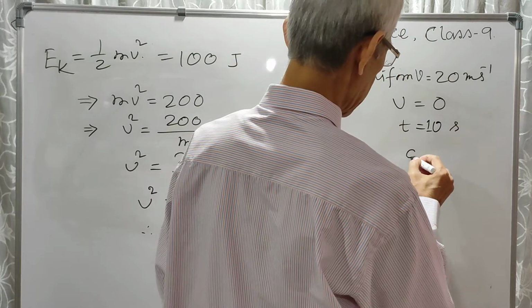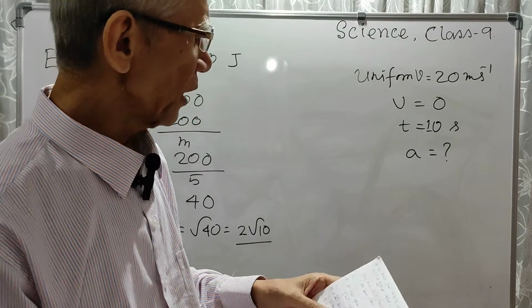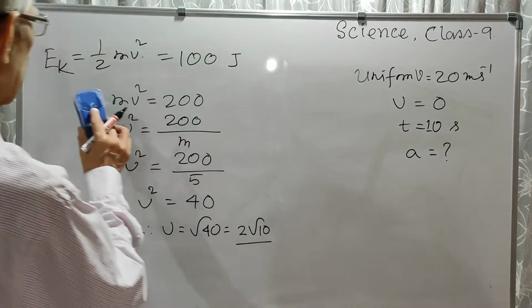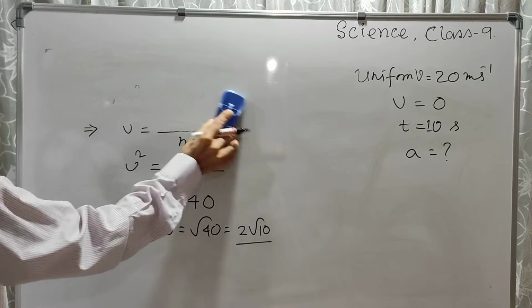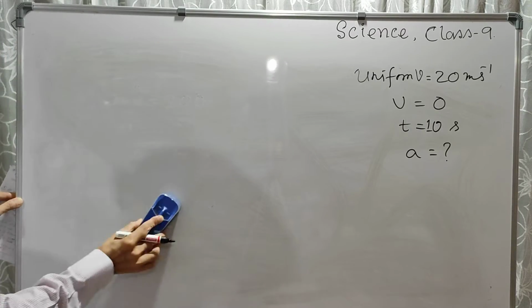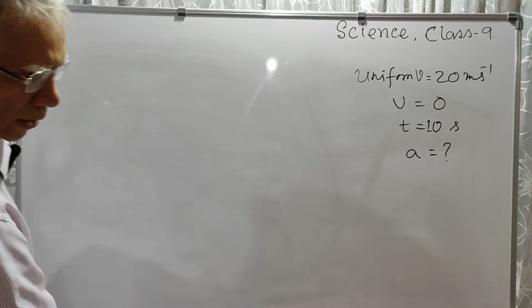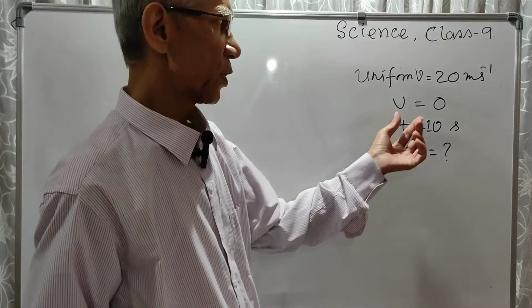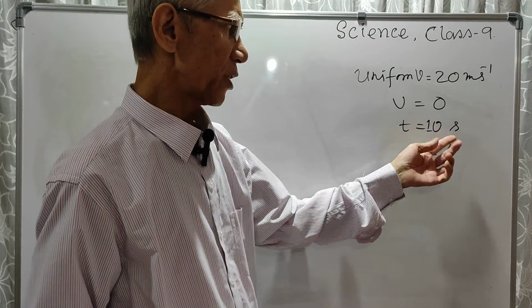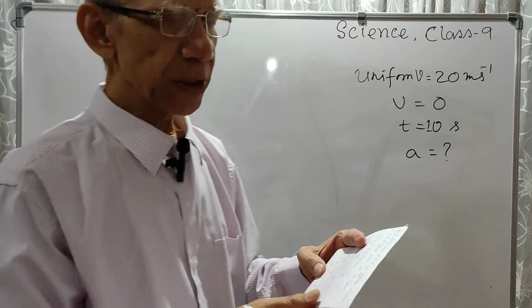Now you have to find acceleration. So you have to draw a graph and find acceleration. That is the question. Okay. So see the question. A car is moving with uniform velocity 20 meter per second. Then it applies brakes and it comes to a rest in 10 seconds. So you have to draw a graph. What graph? Speed time graph.